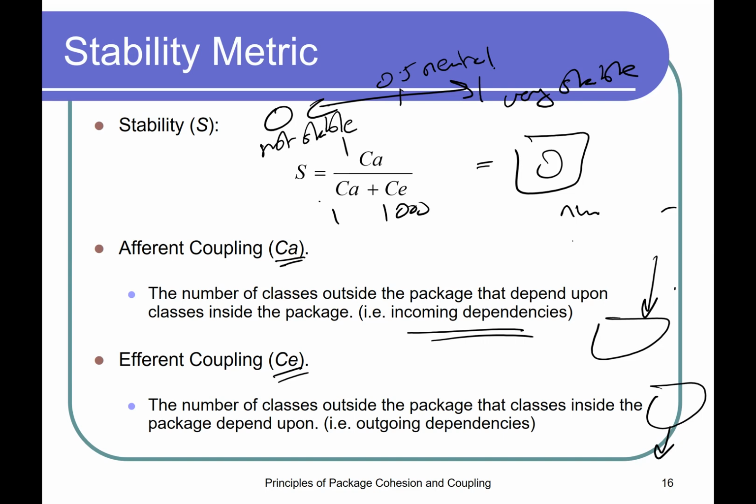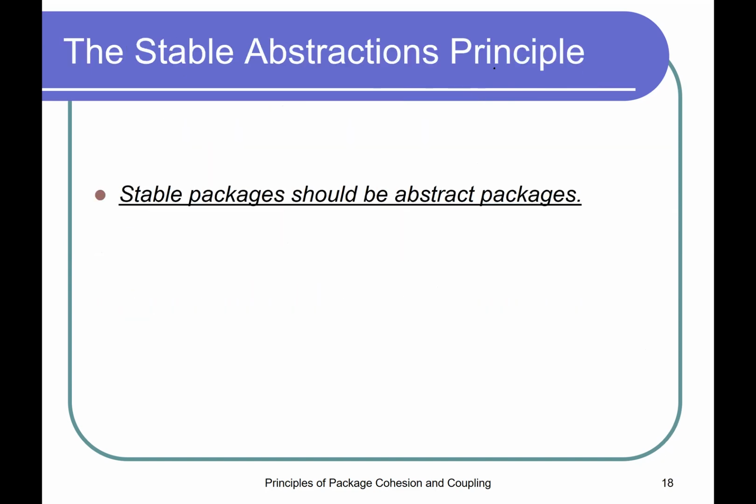The last principle we're going to be looking at is the stable abstractions principle. The concept behind this is that the higher the abstraction level of a class, the less likely it is to change. I think I gave an example of this before.